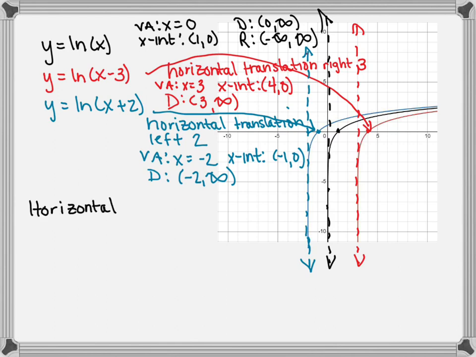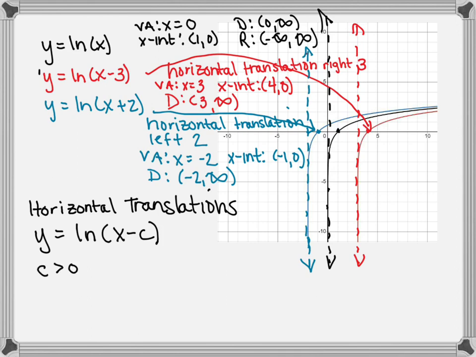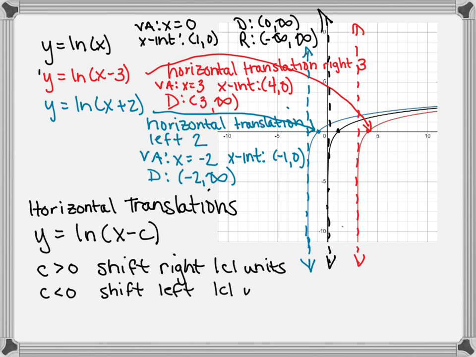So in summary, for horizontal translations, if we have a function of the form y equals the natural log of x minus c, when c is greater than 0 or positive, we are shifting right the absolute value of c units. When c is less than 0 or negative, we are shifting left the absolute value of c units.